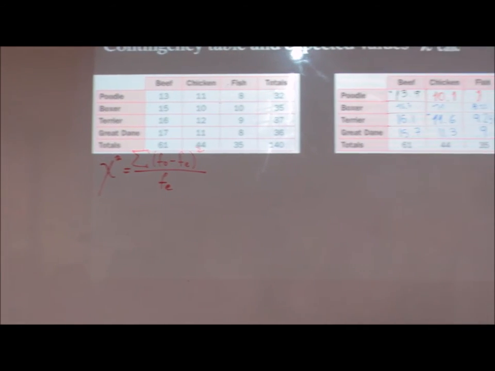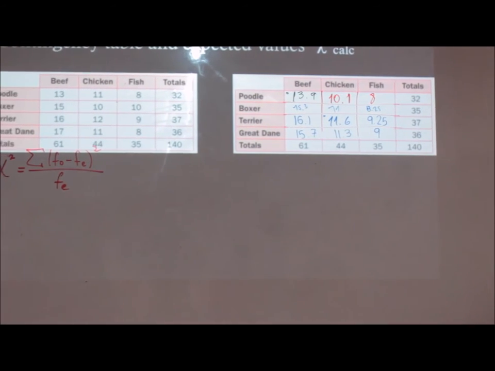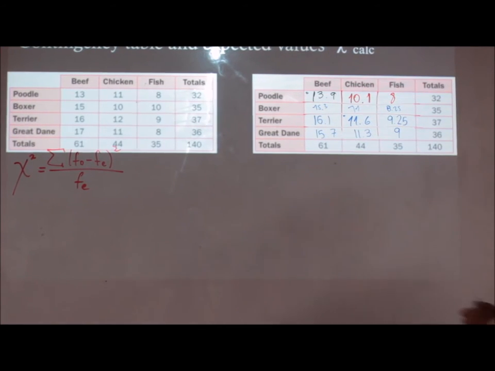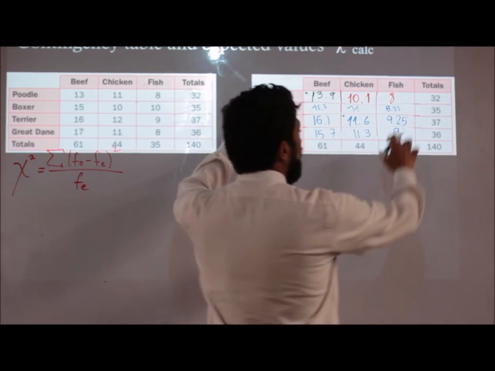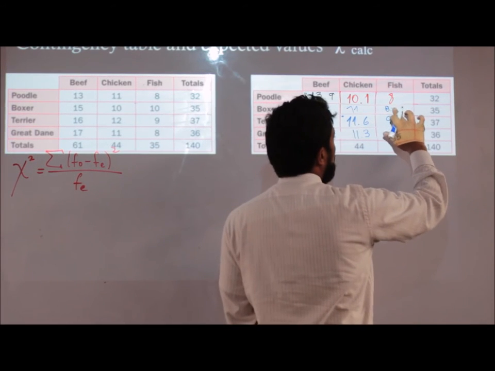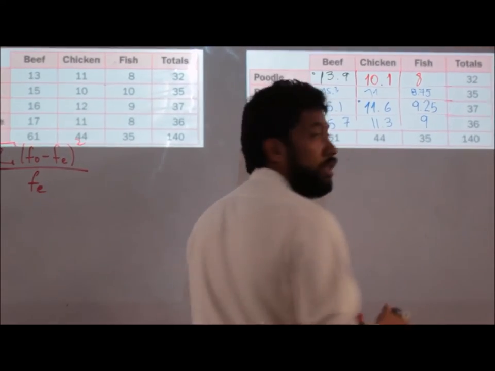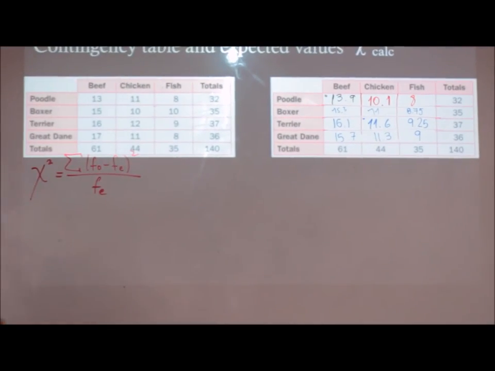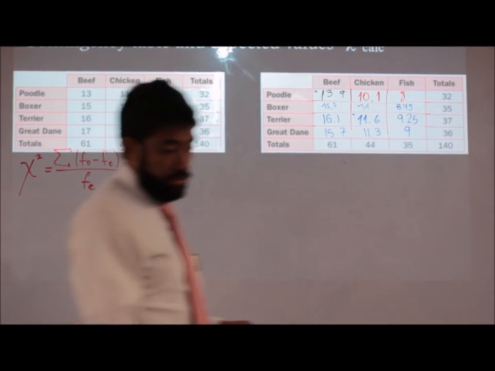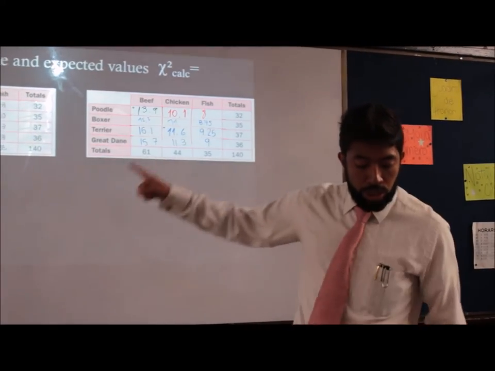So, the boxer and fish value is 8.75. Boxer and fish, 8.75. Please verify your answer, Andres. So, on that page, it says that to calculate the chi squared test value, use that formula.